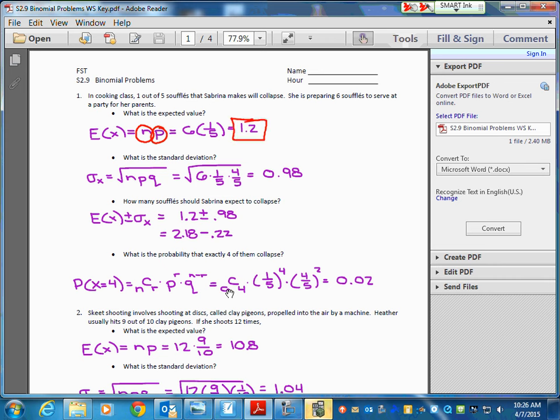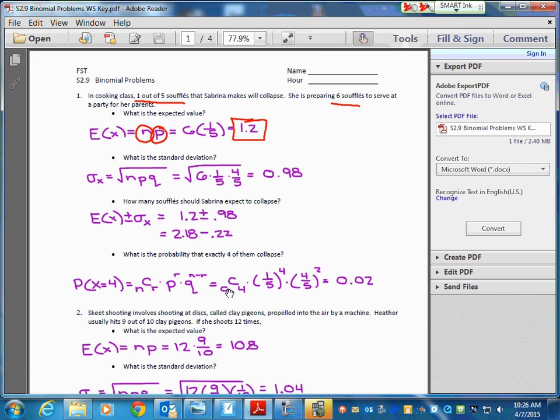What that means in this problem is, if she is preparing, well, let me go back. If 1 out of 5 souffles that Sabrina prepares collapse, if she's making a total of 6 souffles, wouldn't you kind of expect that a little more than 1 would collapse? Doesn't that kind of make sense, the ratio that they're dealing with? And so that's why they say 1.2 actually collapse. 1.2 souffles out of the 6 will collapse.